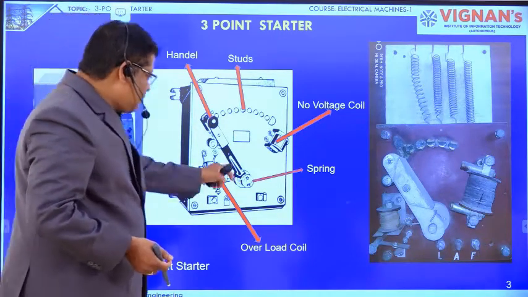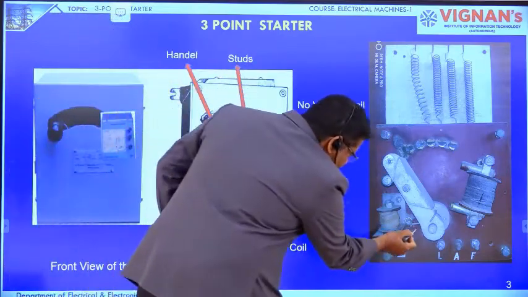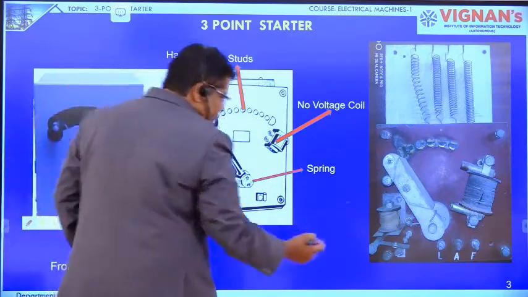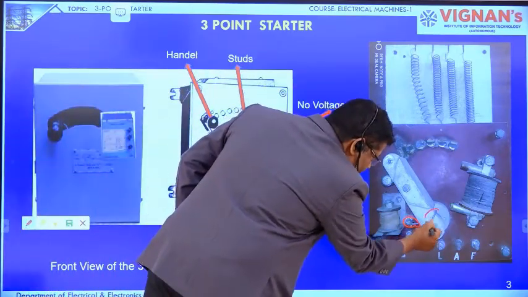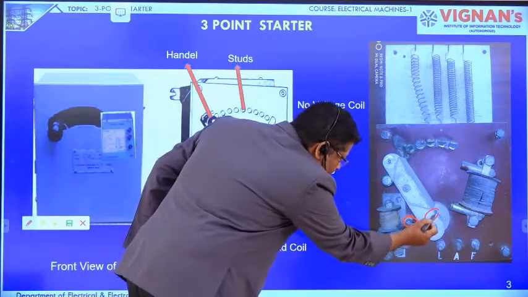Spring. Here the spring is there. On the handle the spring is there. See here, the small thing you can see here is the spring.